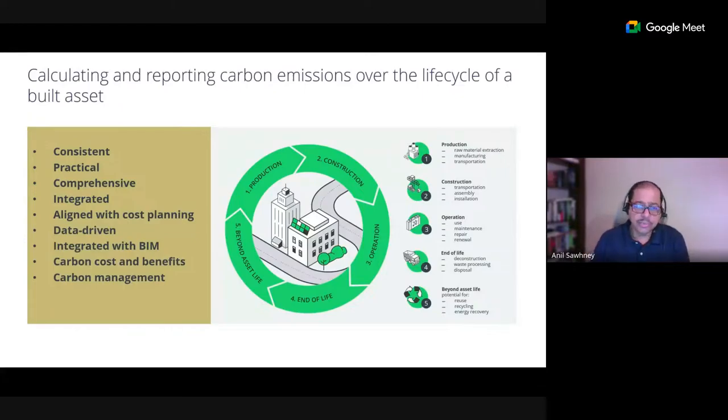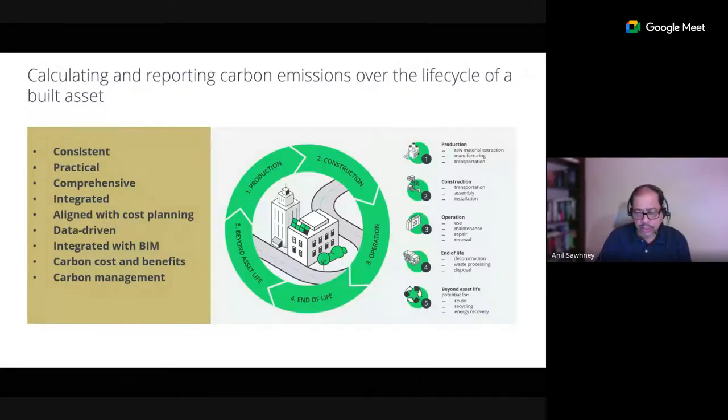So the standard that we've produced essentially applies to those 5 life cycle stages of production and construction, operation, end of life, and beyond asset life, as we had discussed yesterday. So our standard, the WLCA standard, which is essentially, as I said, a methodology for calculating emissions, has these basic design principles that I'll explain in a little more detail.